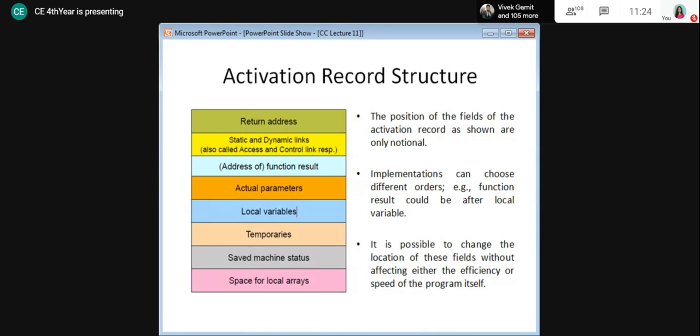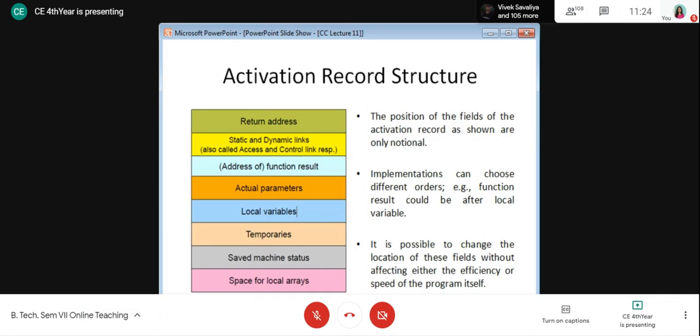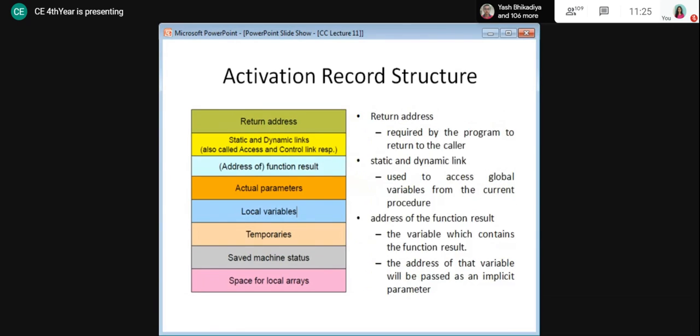And here the third point in the slide should be understood: it is possible to change the location of these fields without affecting either the efficiency or the speed of the program itself, right? So the position of these fields doesn't matter. It totally depends on the implementation of the compiler where we place them. Are you following this? Now let us look at what each of these things is going to contain. You may be asked to explain the activation record structure. Then you must know exactly what is stored in each of these fields.